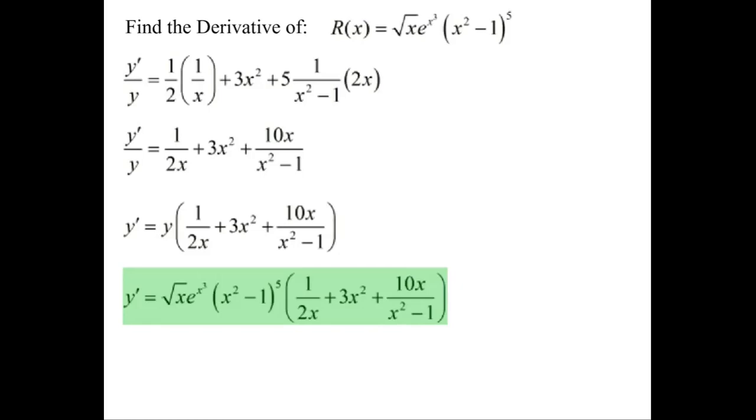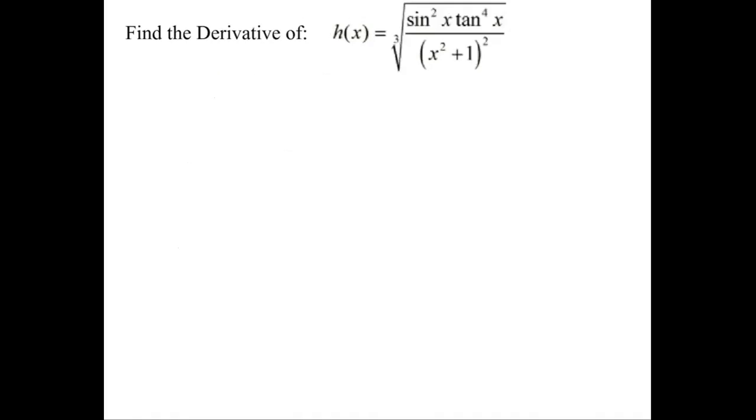So for the final example, let's try one which requires all 3 laws of logarithms. Find the derivative of h of x equals the cube root of the quantity sine of x squared times tangent of x raised to the power of 4 over the quantity x squared plus 1 raised to the power of 2. All right, so first step, we need to substitute h of x with y.